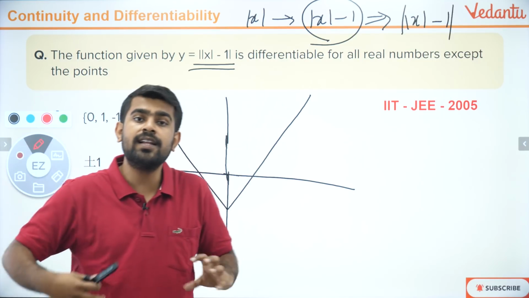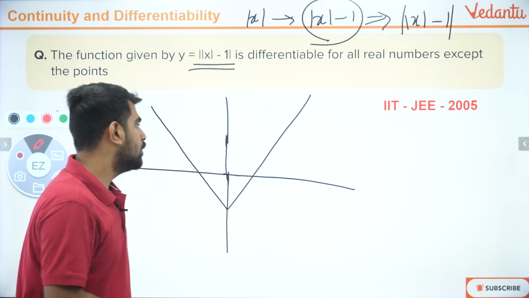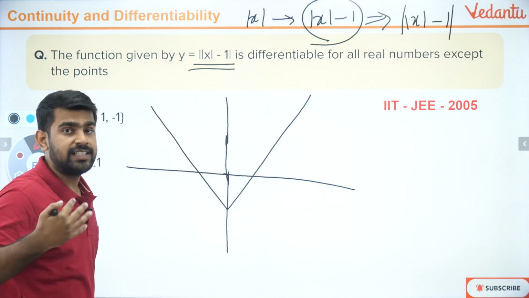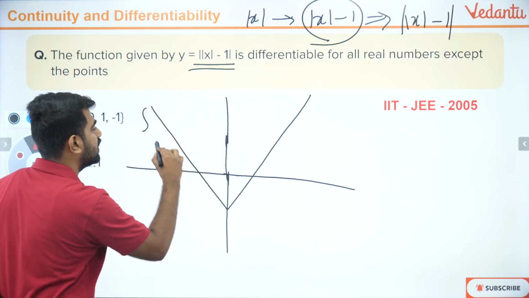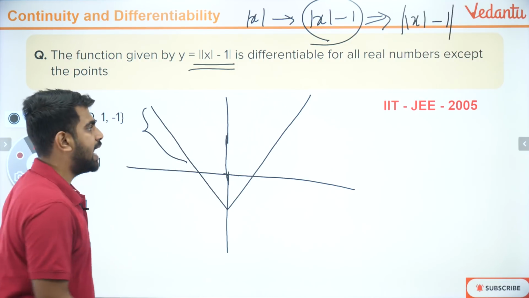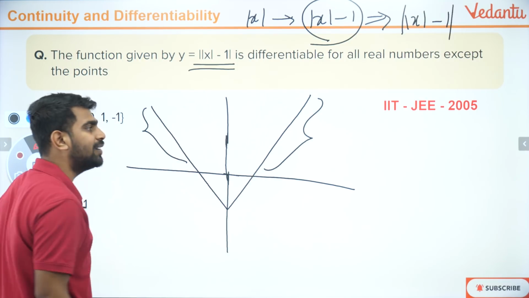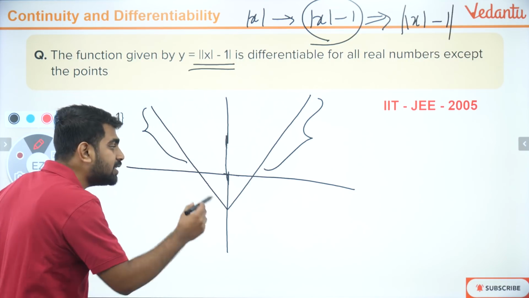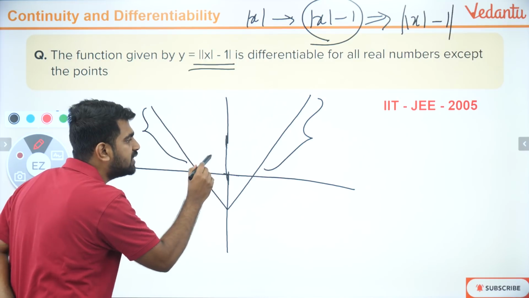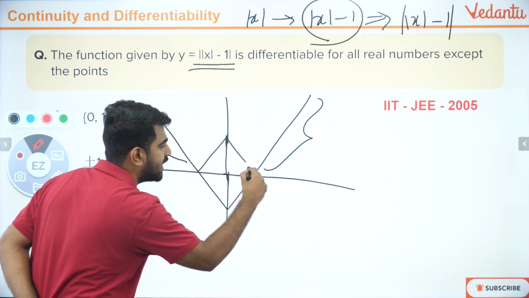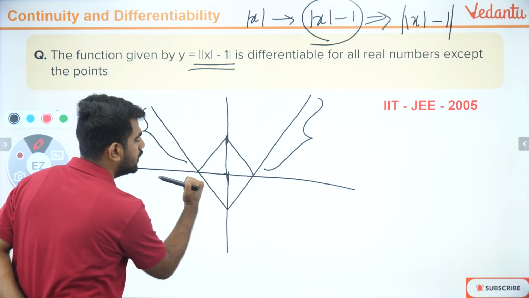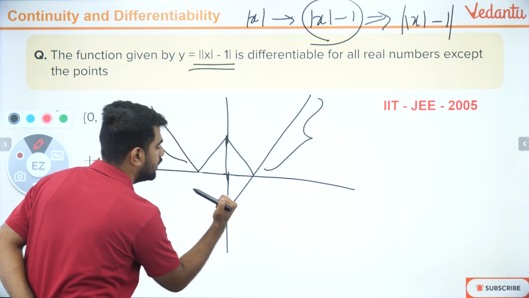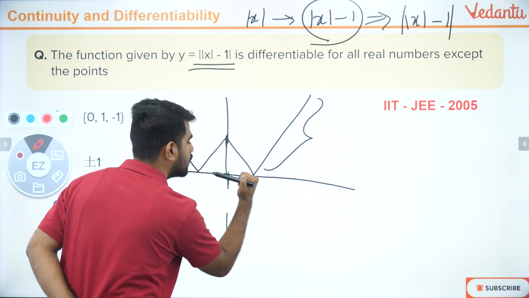So how do I understand whether something is positive or negative? If it is above the y-axis, I know it is positive. So this portion of the graph is already positive, and this portion of the graph is already positive. So I do not disturb that at all. But whatever is negative will become ulta, that is, flipped. So I will erase this because it is negative. And similarly, I erase this as well.